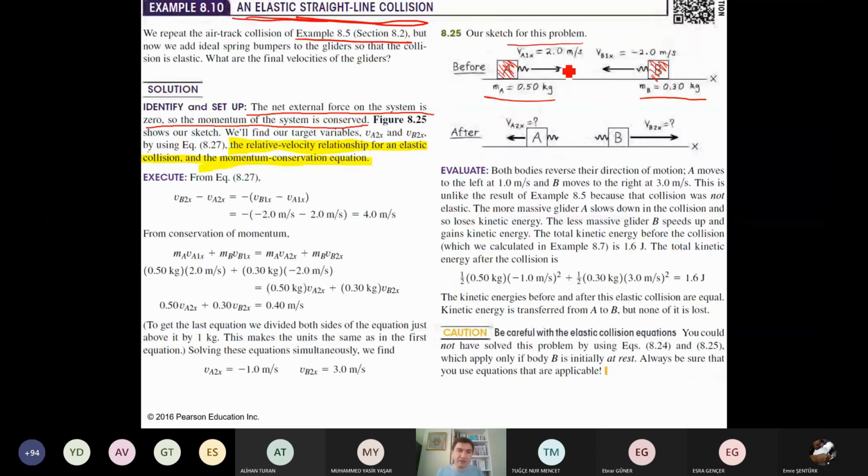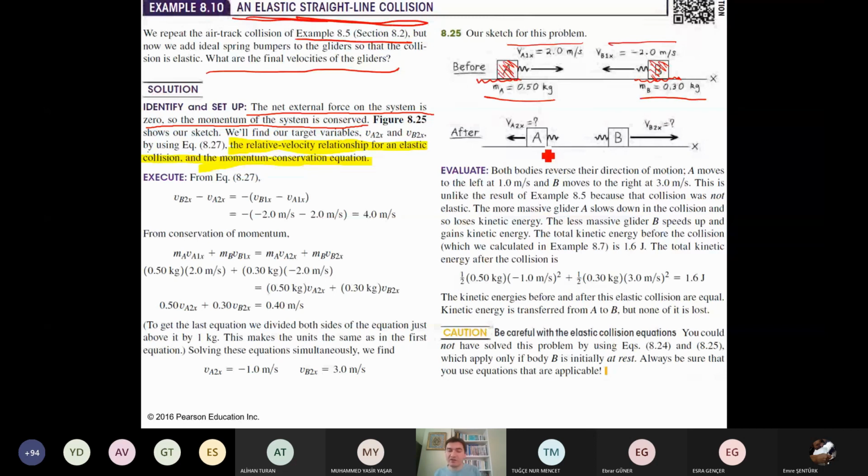And what is the question? What are the final velocities of the gliders or final velocities of the boxes, objects? Okay, you just consider that there is no friction between the boxes, objects, and surface. So here, compared to this example, now we have springs. Okay, here we have springs. So there is no friction. Then you can consider that the kinetic energy is conserved and also momentum is conserved.